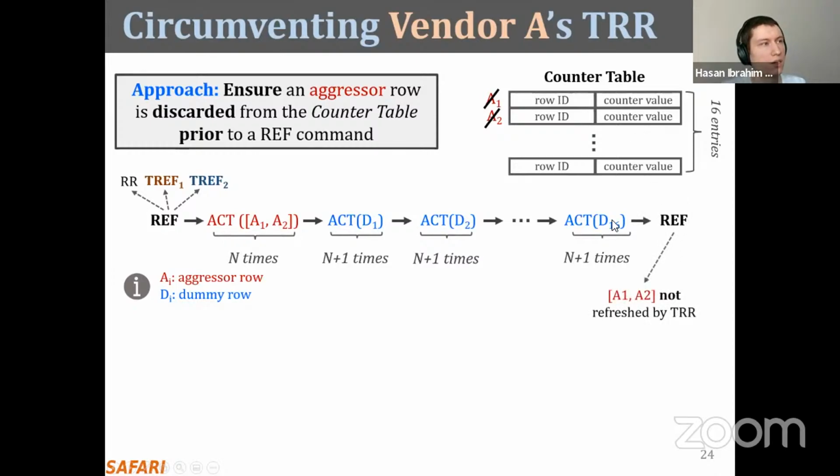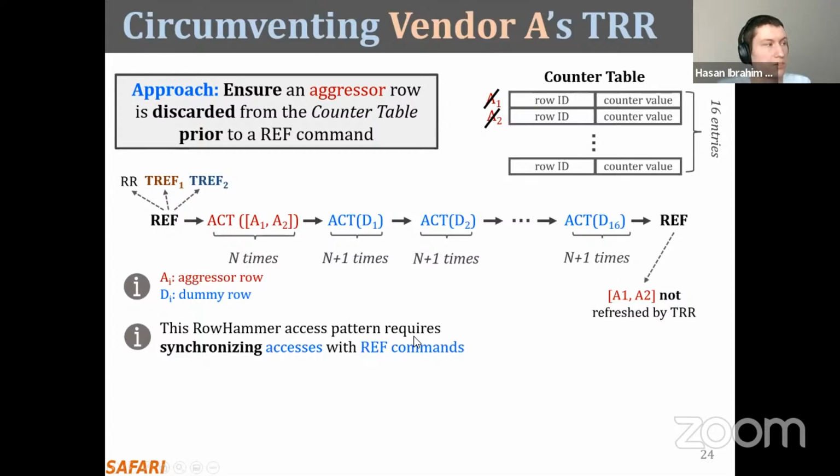And when these activations are followed by the next refresh command, and these refresh commands happen under normal, real system operation at certain fixed time intervals, let's say every 7.8 microseconds at the default refresh rate. Here we try to ensure that these two rows, A1 and A2, will not be in the counter table, although we hammered them n times each. This is the idea basically to circumvent this TRR mechanism.